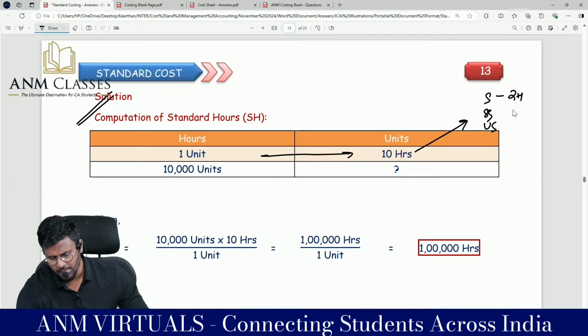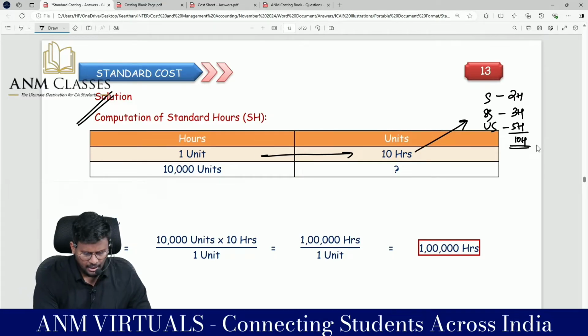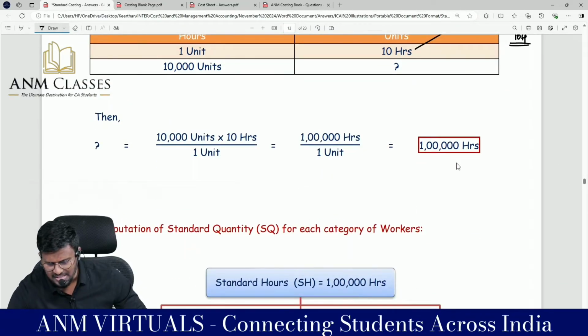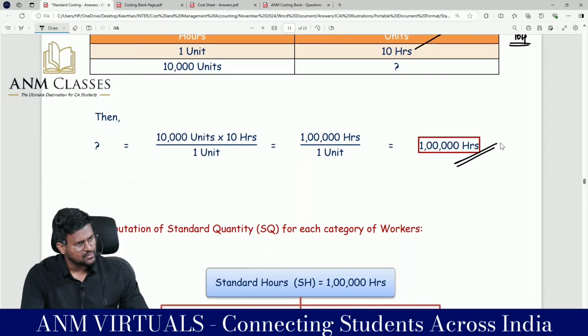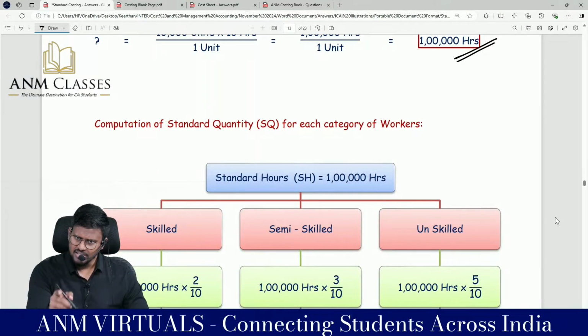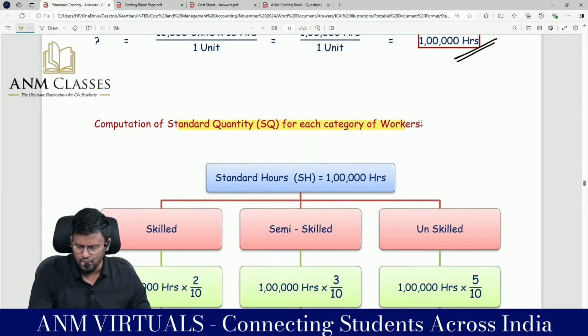2 hours. Semi-skilled, unskilled, total comes to, this is a breakup. So if one unit takes 10 hours, then 10,000 units means 10,000 into 10, 1 lakh hours is the total standard hours of all the gang. This includes skilled, semi-skilled. So, computation of standard hours for each category of workers.